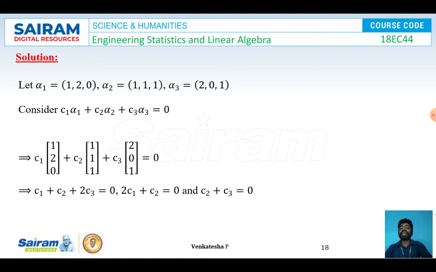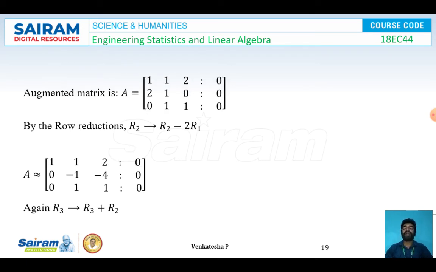By expanding this, I got a system of three equations with three unknowns, that is c1 plus c2 plus 2c3 is equal to 0, 2c1 plus c2 is equal to 0, and c2 plus c3 is equal to 0. So now, framing the augmented matrix to get an echelon form, I am going to perform a series of row transformations. The matrix A is given by [1, 1, 2 | 0], [2, 1, 0 | 0], [0, 1, 1 | 0]. I am taking row 1 as R1, row 2 as R2, row 3 as R3.